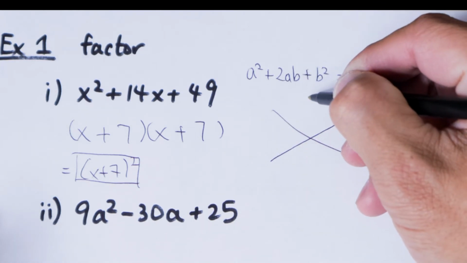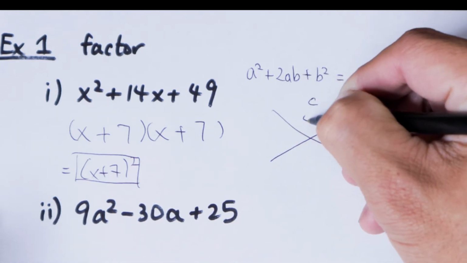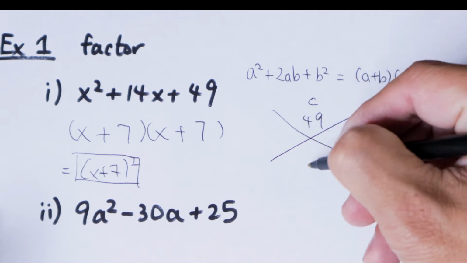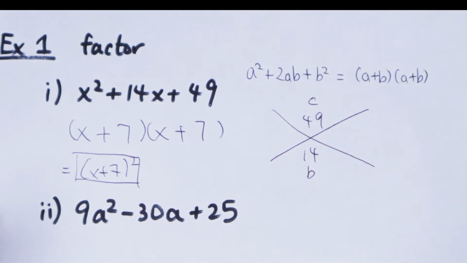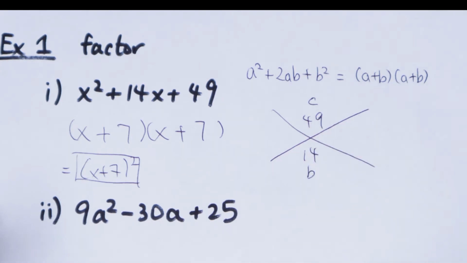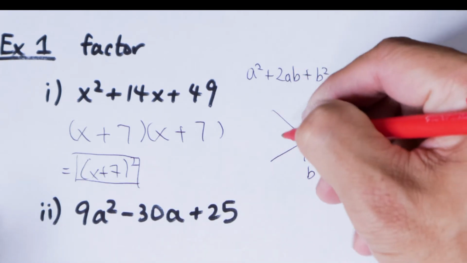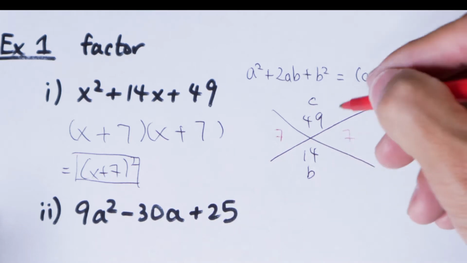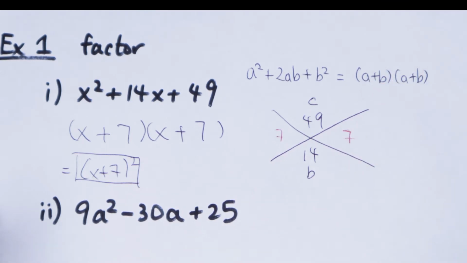So on the top, you're going to put the c, which is 49. At the bottom, you're going to put the b, which is 14. And you're going to find two numbers that multiply to get 49 and add to get 14. Well, the two numbers are 7 and 7. Positive 7 and positive 7. So when you did the x game, you also get x plus 7 multiplied by x plus 7, which is x plus 7 raised to the second power.